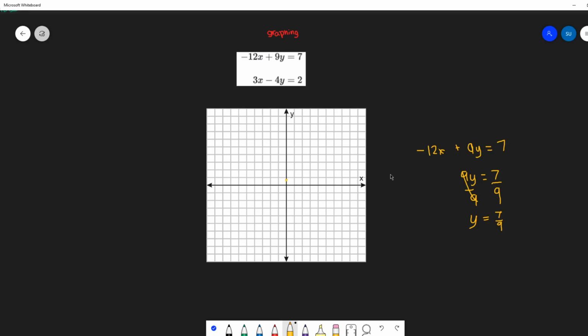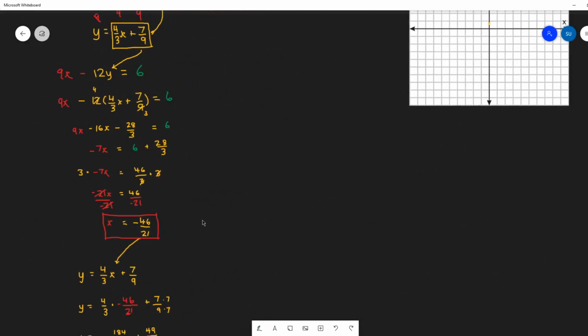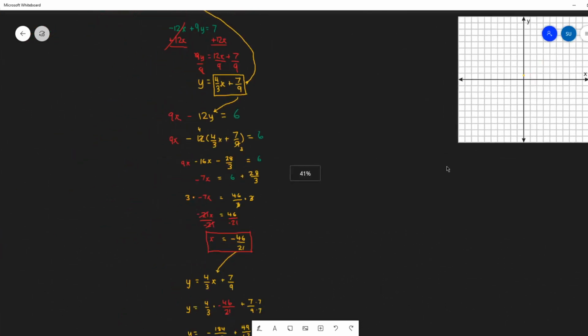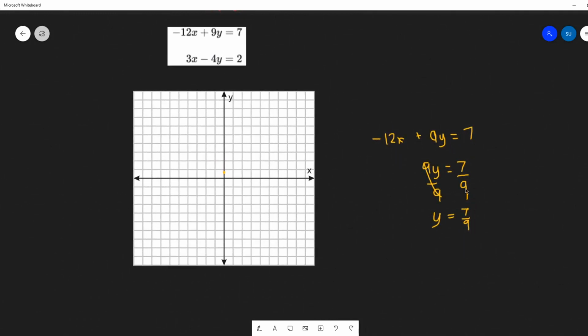I also forgot to mention graphing systems of equations is often not the best, because your answer could be fractional, and extremely fractional, like the ones that we saw here, negative 46 over 21, and you're never really going to be able to pinpoint that solution on a graph unless you have a graphing calculator, and you won't really be given a graphing calculator for these problems. So it looks like that's going to be the case here, but we'll just keep on solving.